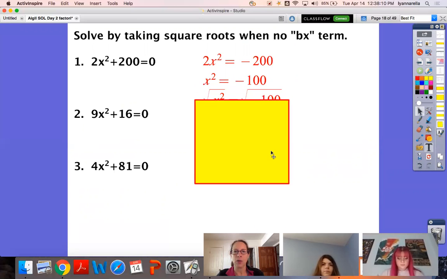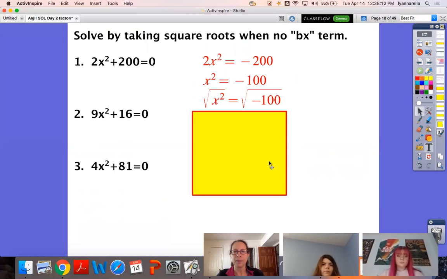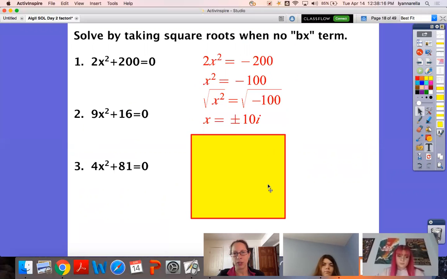And now let's take the square root of each side. And remember, when you take square roots of negative numbers, you get an imaginary. So the square root of 100 is 10. And if you have a negative sign under a square root, you have to call it i for imaginary. And we always put plus or minus in front of the answer.